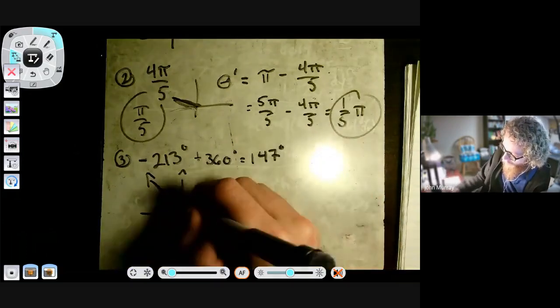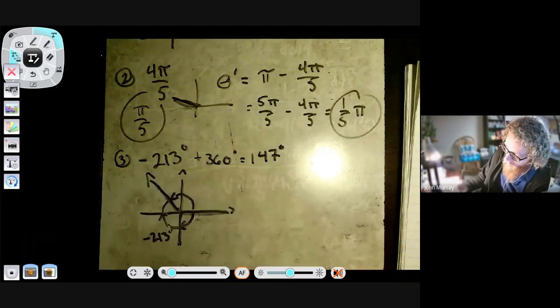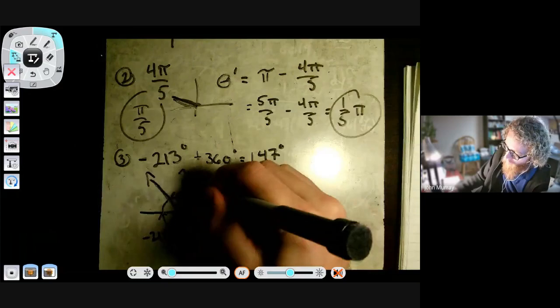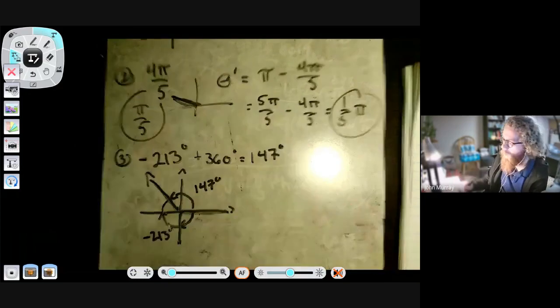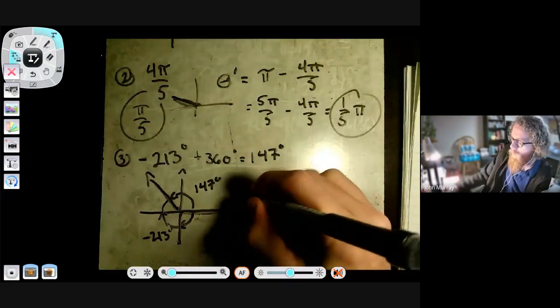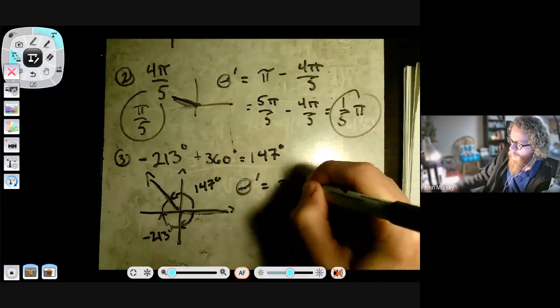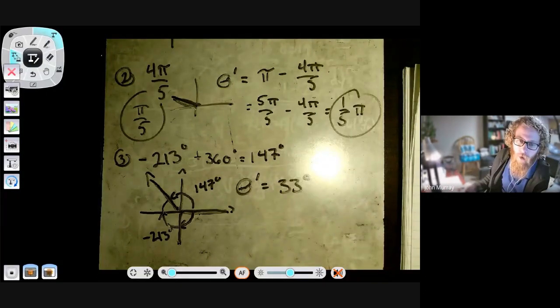If we find the coterminal angle, we just found that that was 147, which is real close to 144. So our reference angle will be 33 degrees.